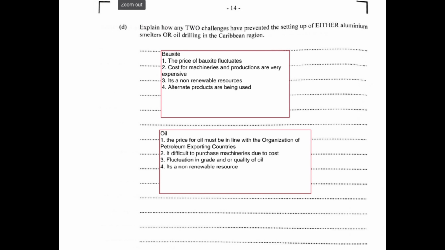And another thing is the cost for machineries and production. Is there cost for machineries as well as production? It's very expensive for small developing states in the Caribbean. Hence, islands depend heavily on foreign investors. Instead of buying these machineries, they prefer to allow foreign investors to come in and do the work. It's a non-renewable resource, hence the material will eventually be exhausted. Right? So that's another challenge that they face.